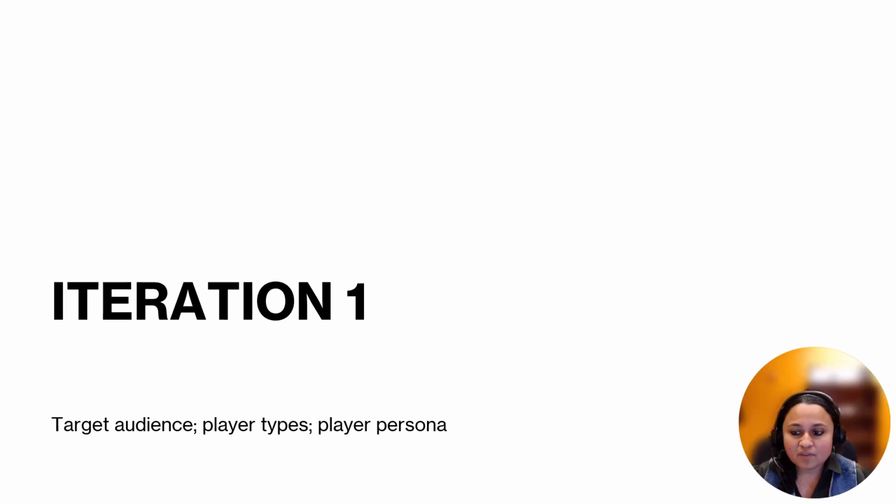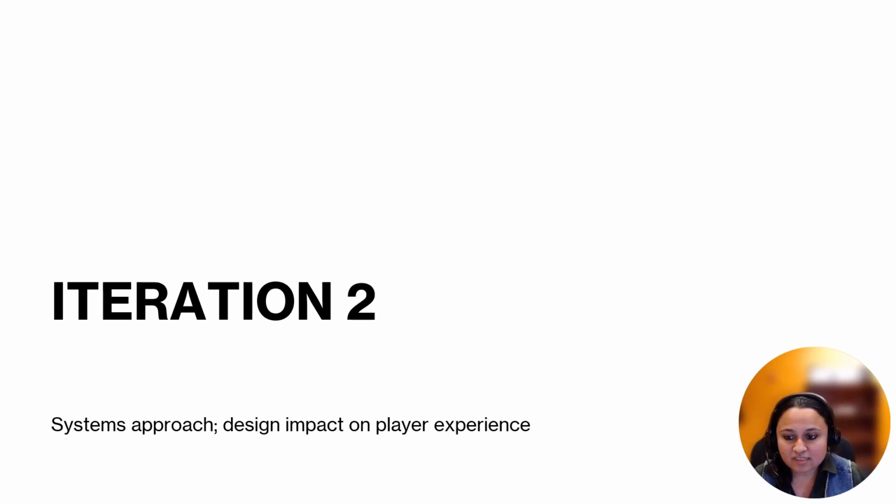So again, to recap, iteration 1 focused more on the target audience. It was mainly based on the player types, and students even had to do a persona diagram of their players, focusing on the motivations, the frustrations, and the limitations of accessing the game. And then the second iteration was the systems approach, where students had to break down the system they were studying and design research questions, focusing more on the direct mapping between the design's impact on the player experience.